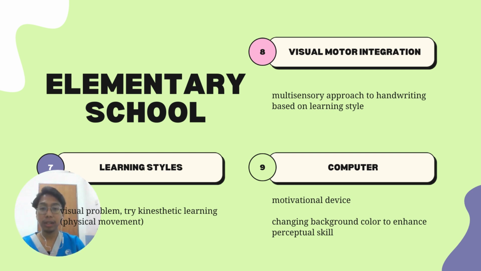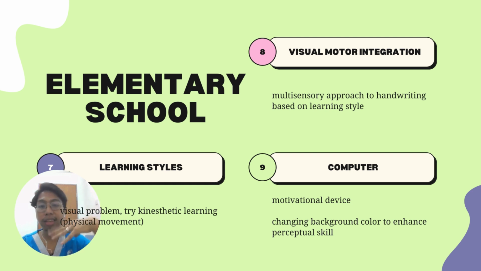And then last but not least is the computer. So as you can see, not just the computer, the iPad also is a very motivational device for them to improve their visual perception. Because nowadays we have so many videos and things that children can learn about reality, such as learning about animals and how they sound. So this is an example of how it helps them to improve visual perception.